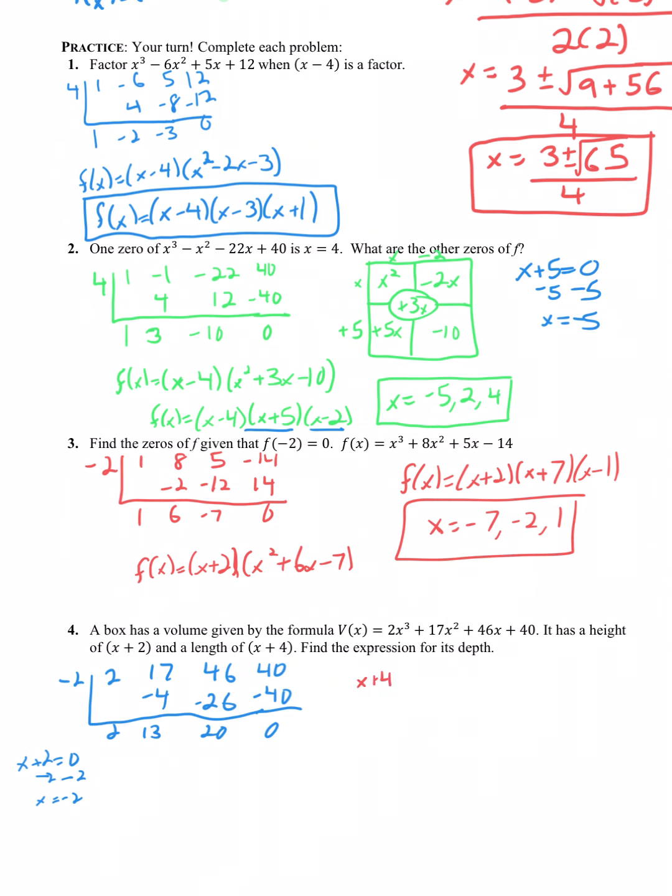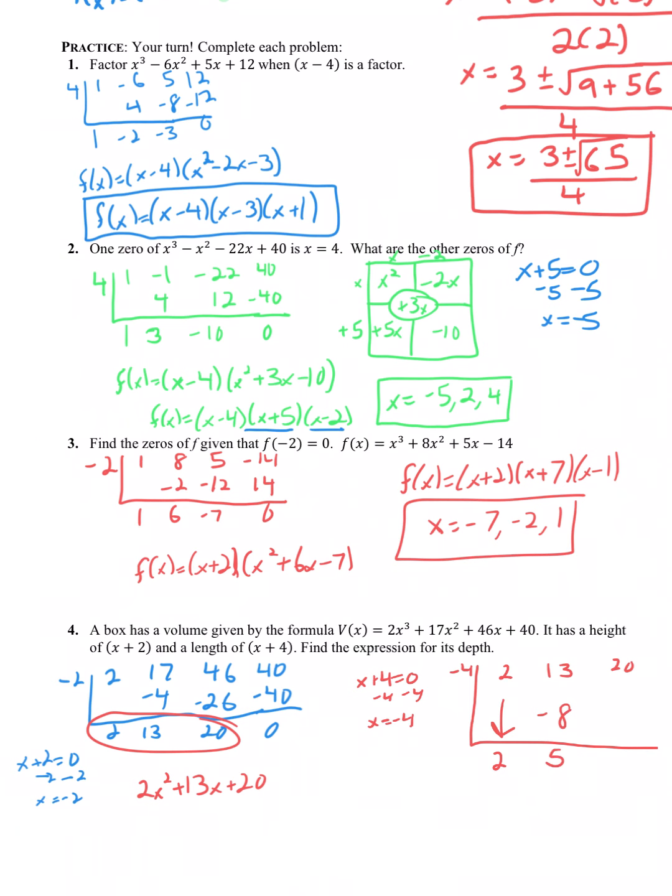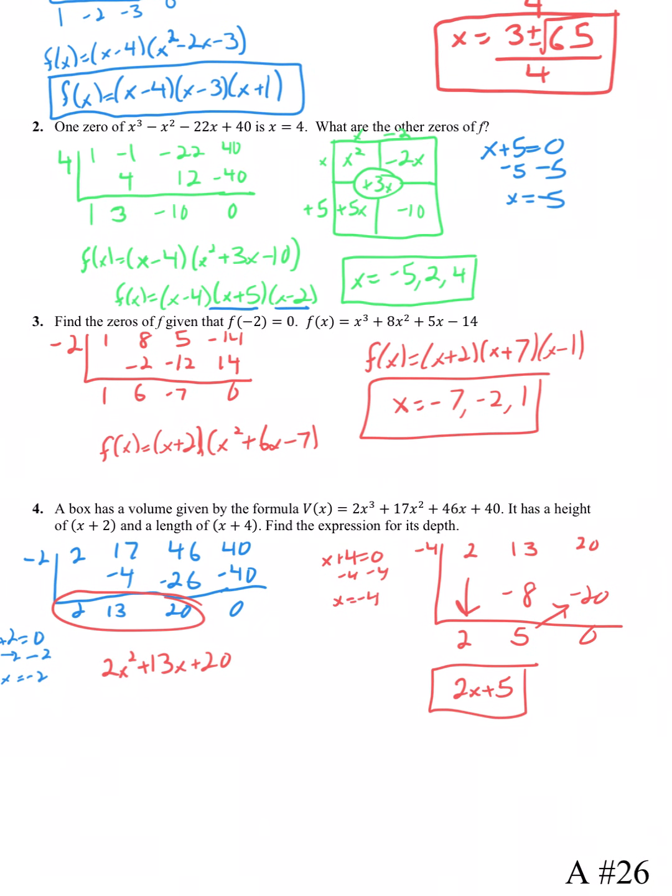Technically, I could try and factor this problem, or what I could do, because I really like this synthetic method, I can take these numbers here, 2, 13, and 20, which is technically a 2x squared plus 13x plus 20, I can go ahead and do synthetic division again with the other zero that's given, or the other factor that's given. 2 times negative 4 is negative 8. That gives me a 5. Negative 4 times 5 is negative 20. There's a 0. So I end up getting a 2x plus 5 here. That would be my final expression, the expression for depth.